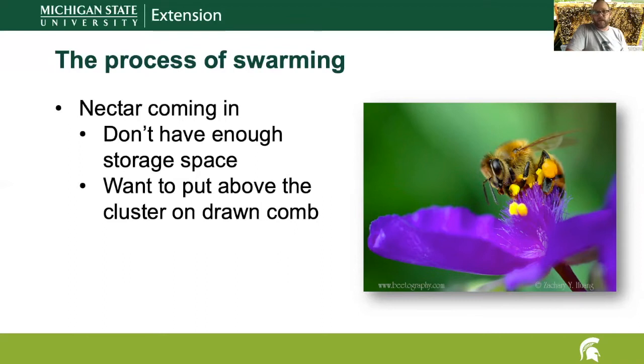So in these types of situations where they don't have enough storage space, they want to put that above the brood chamber where it should be. There's just not the space to do it. And so what ends up happening is they start to store it in the comb that would be utilized for rearing brood. So that's where this process really gets going: food is being stored where brood should be being stored.